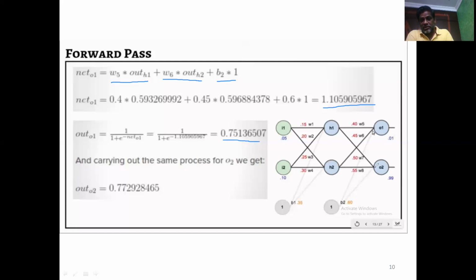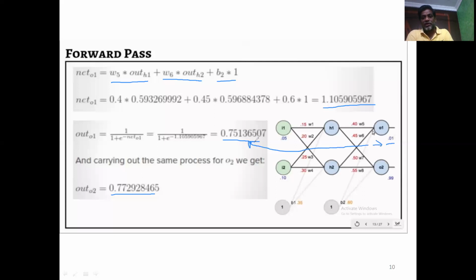Net O2 formula is W7 into out H1 plus W8 into out H2 plus bias 2. That will be the formula. By using this formula, we will calculate the output of O2 also, which will be 0.7729. So this is producing 0.75 and this is producing 0.7729. As you can see, the expected value is 0.01, but the produced value is different, you can compare these two.